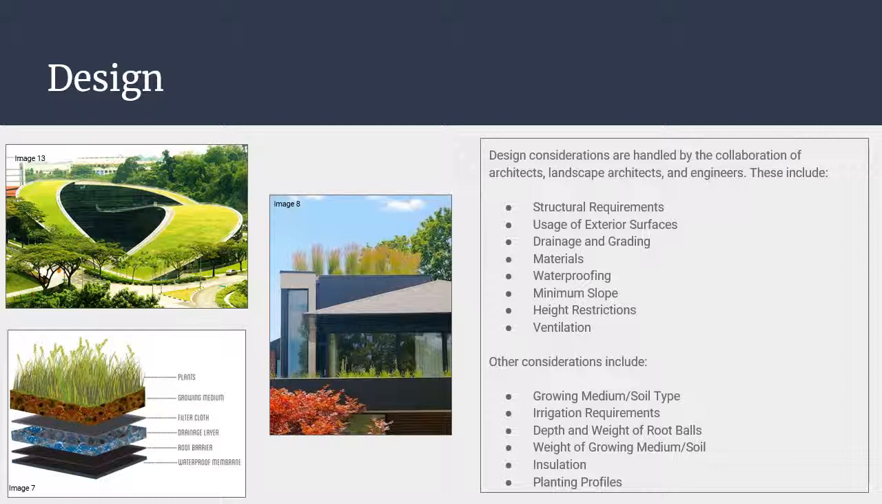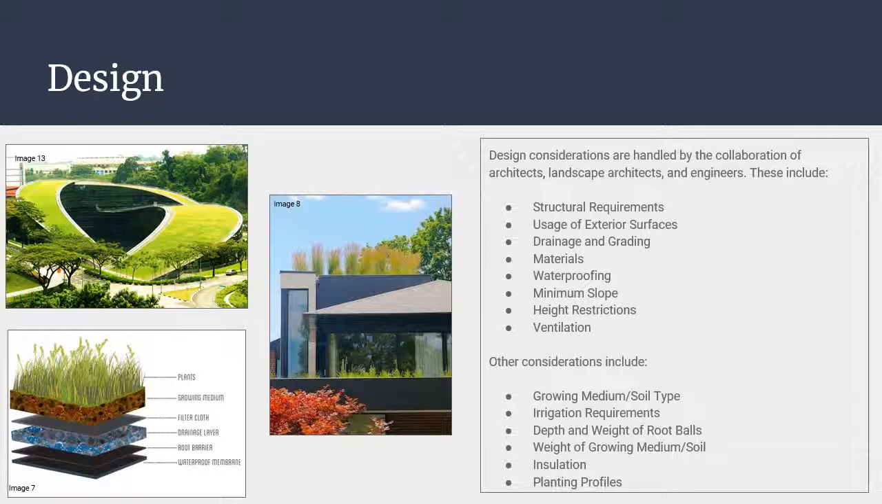Architects and engineers must consider structural requirements, such as building materials, waterproofing, height restrictions, minimum slope requirements, ventilation, grading, and drainage. Other properties that are considered in green roof construction include live, dead, and transient loads, snow loads, material density, and building codes. From this, structural engineers are able to create loading diagrams of the structure, allowing for the proper size of building supports to be selected.